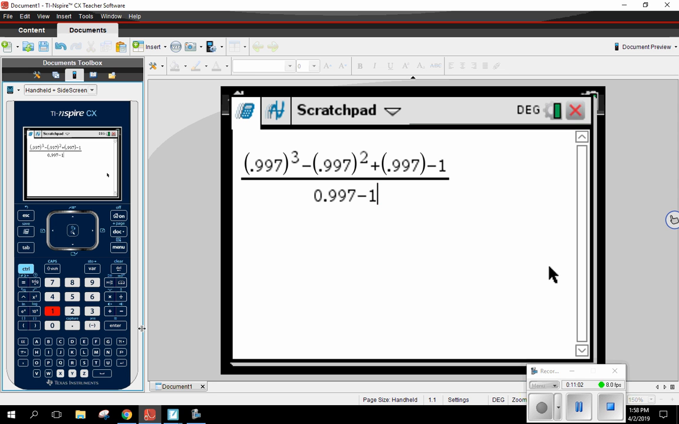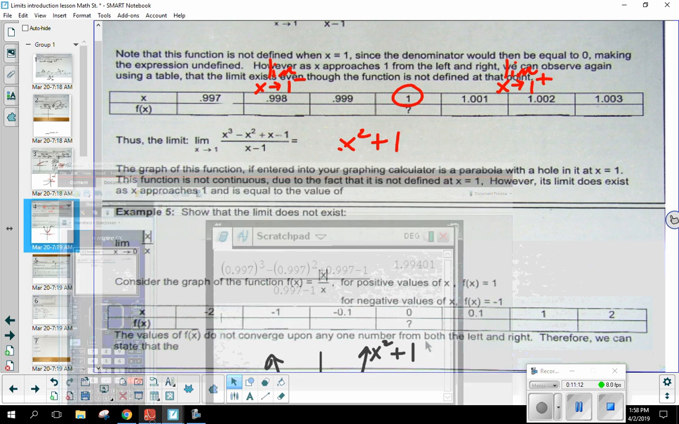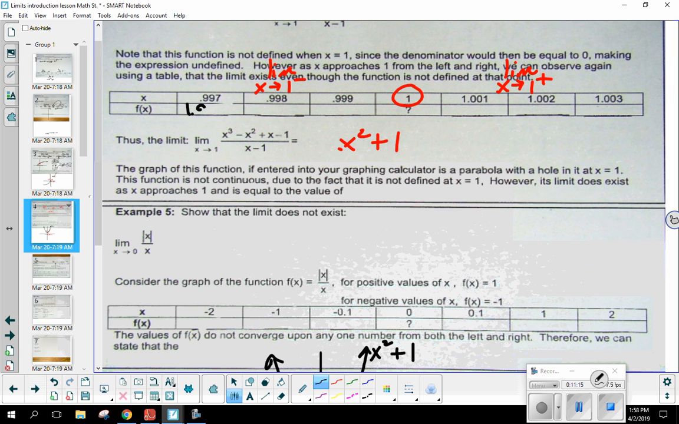Everybody okay? So if I go ahead and push enter, gives me 1.99401. So let's say 1.994. Okay, let me go ahead and get my notes so this will go a little faster. You guys help me out with the other ones.